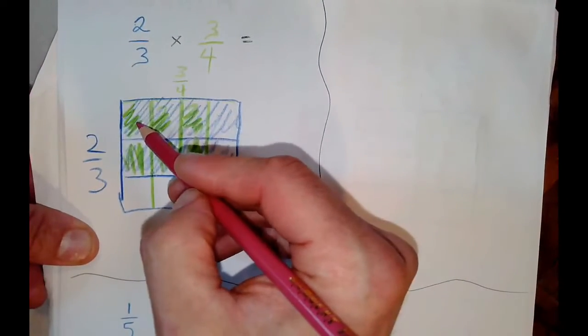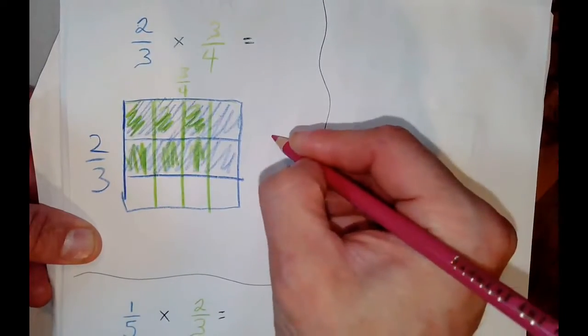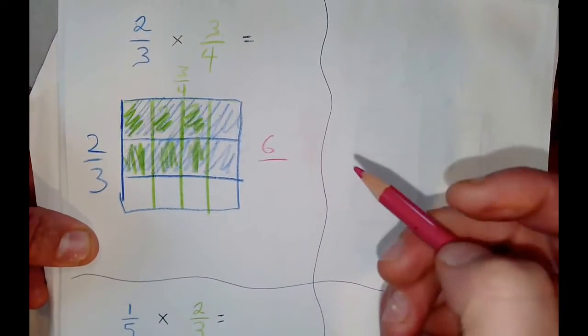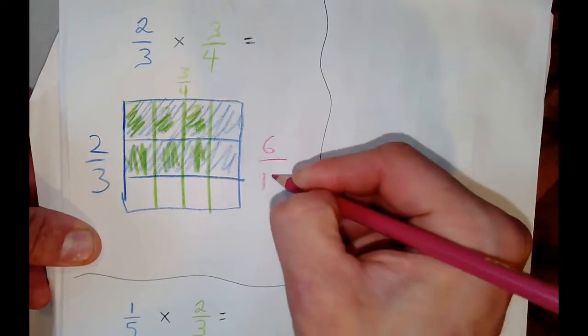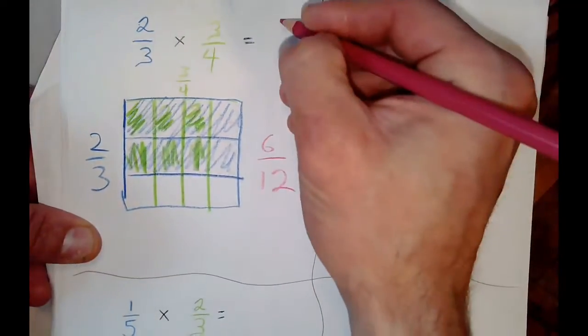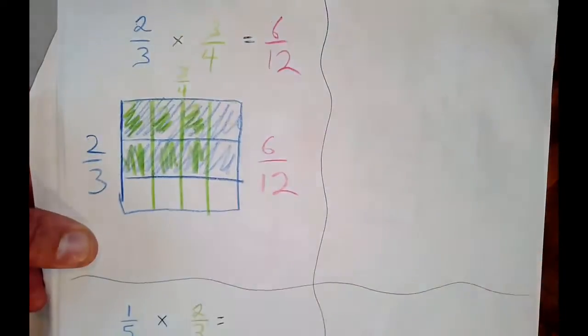Altogether, I have used 1, 2, 3, 4, 5, 6 pieces. And how many pieces altogether? 1, 2, 3, 4, 5, 6, 7, 8, 9, 10, 11, 12. Which is also 1/2. 6 12ths. Now, let's look at another way to think of that.